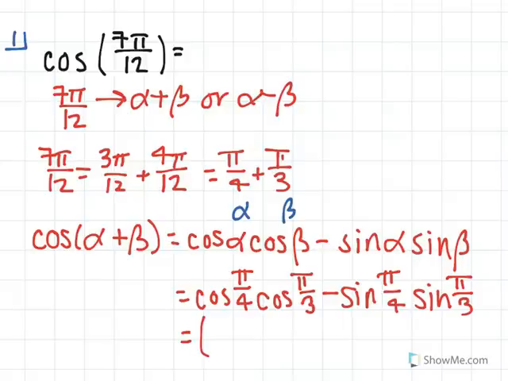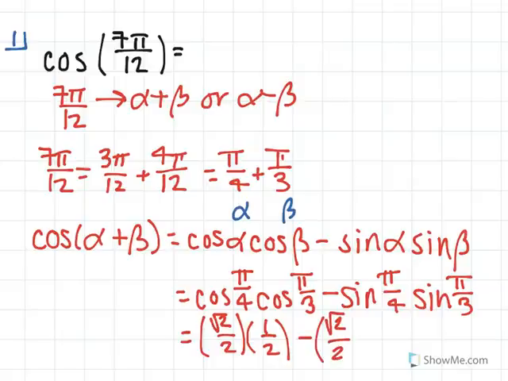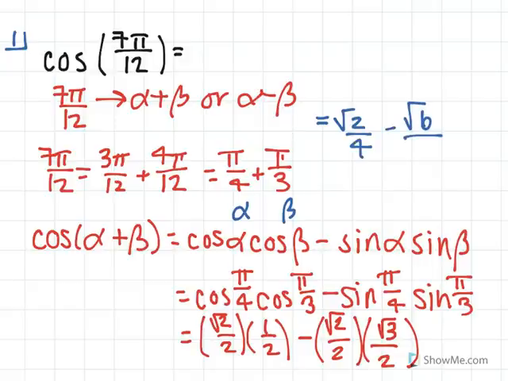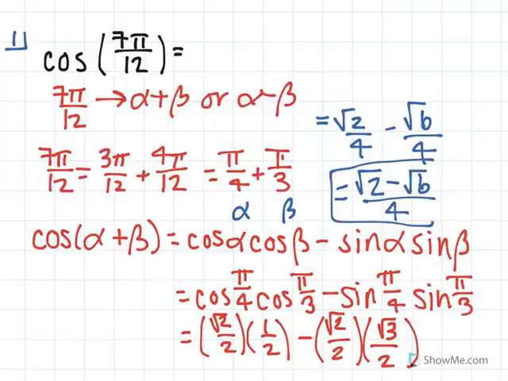So that would be square root of 2 over 2 times 1/2 minus the square root of 2 over 2 times the square root of 3 over 2. So if you do the math and simplify that down, you'll end up with root 2 over 4 minus root 6 over 4, which is equal to the square root of 2 minus the square root of 6 over 4 as your final answer.